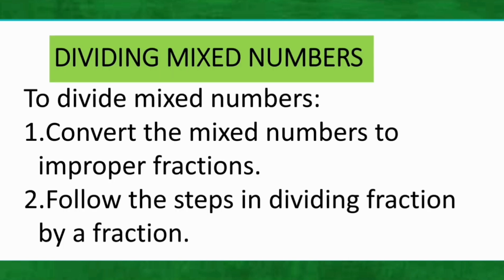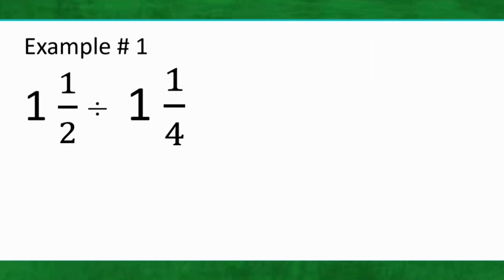Now let us have dividing mixed numbers. To divide mixed numbers, first, convert the mixed numbers to improper fractions. Then, follow the steps in dividing a fraction by a fraction. Let us have an example. 1 and 1/2 divided by 1 and 1/4.